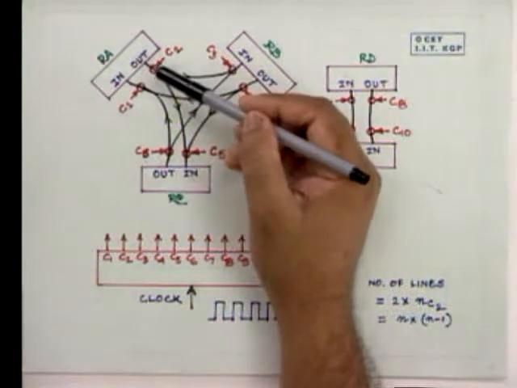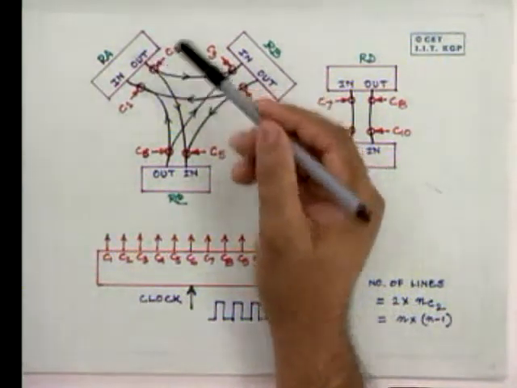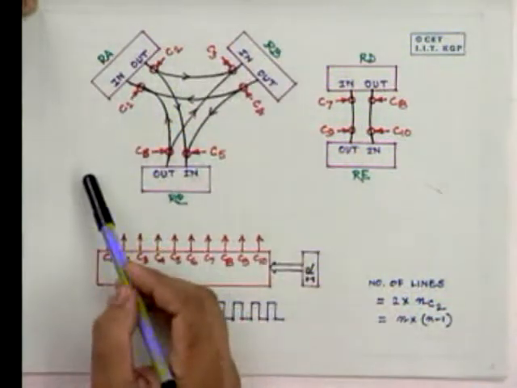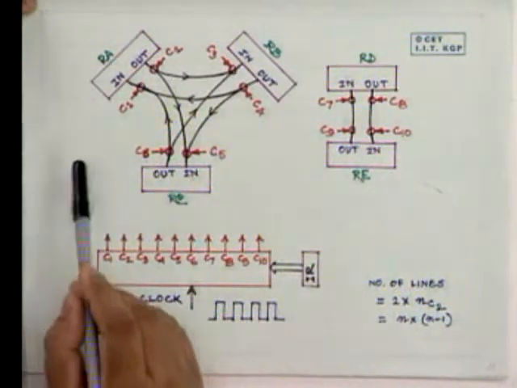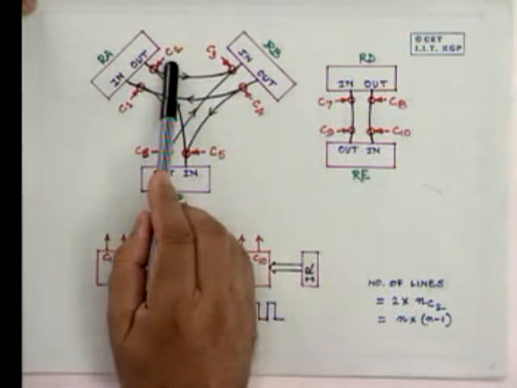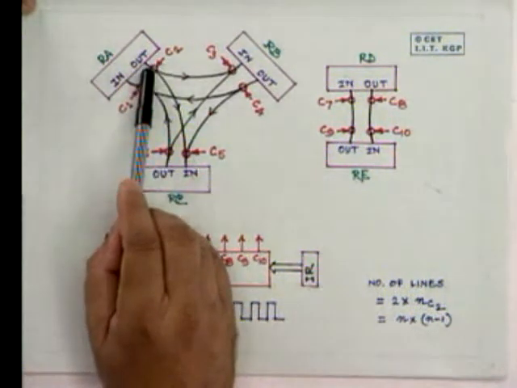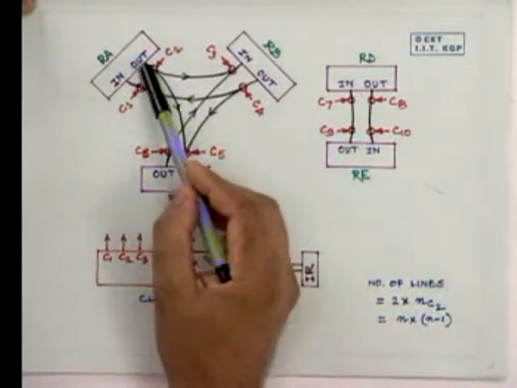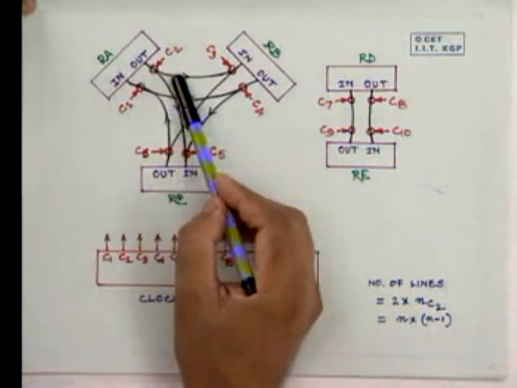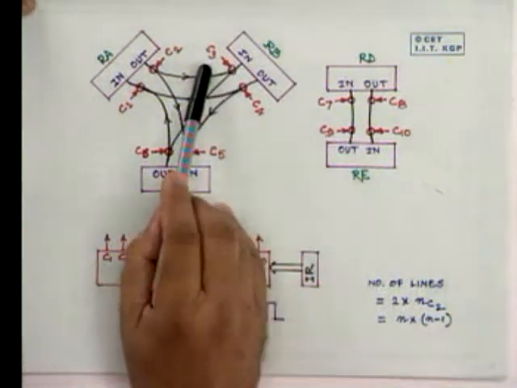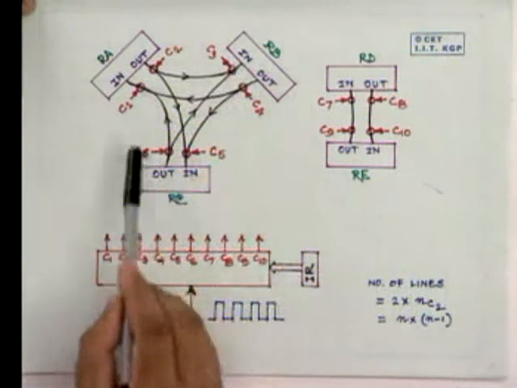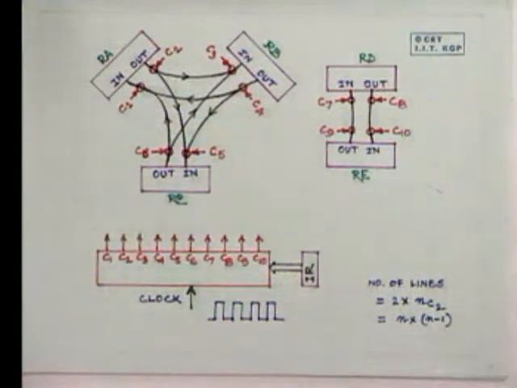Now, suppose that we want to move data from RA to RB. Let's see what has to be done. The gate C2 has to be open so that data is available here. And after the data has come and stabilized, the gate C3 has to be open so that data can come into RB.